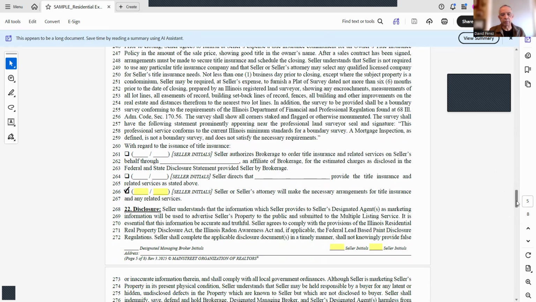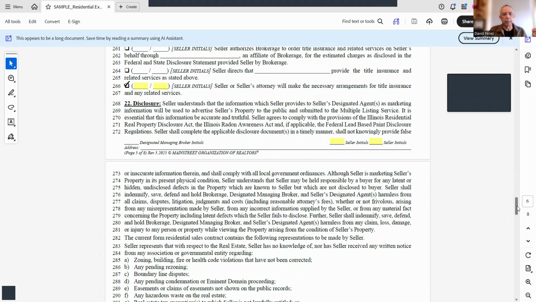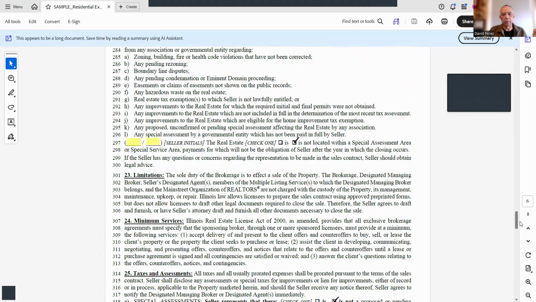And then we'll come down to, okay, we're talking about title insurance. Who's going to be responsible for that? Normally, unless it's otherwise discussed between the attorneys and buyers and sellers, and you decide differently, the seller's attorney usually handles the title insurance. Okay, so initials will go there. Initials will go at the bottom of the page, and we're on page 6. We're almost done, folks.